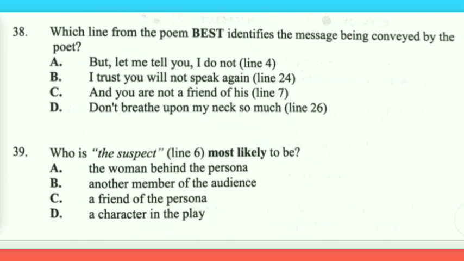Alright, let's look at 38. Pretty close to the end. Which line from the poem best identifies the message being conveyed by the poet? A says, but let me tell you, I do not. B, I trust you will not speak again. C, and you are not a friend of his. D, don't breathe upon my neck so much. And the answer to 38 is B, I trust you will not speak again, because this person was speaking out the whole play, the whole thing. And this woman wanted them to be quiet so she could get it for herself.